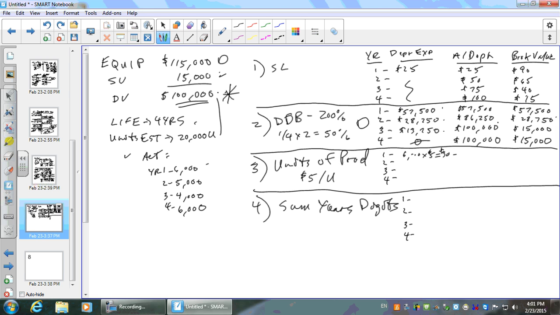30,000. Debit depreciation expense, credit accumulated depreciation, this would be 30, right? Everybody agree? 6,000 times 5. Yeah. Okay, what's book value? 115 less 30 is 85,000. Everybody got it? Then what will we do the next one?